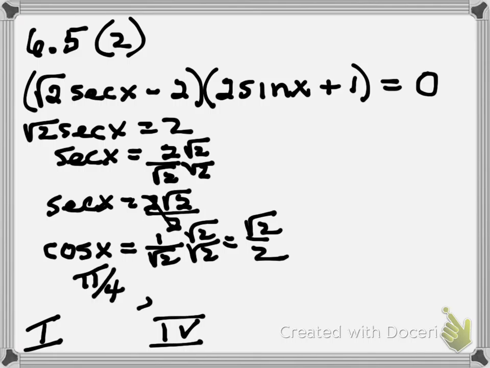And in the fourth quadrant, when you put that pi over 4 as a reference angle and subtract, 8 pi over 4 minus pi over 4, you get 7 pi over 4. So if you start thinking in terms of radians and doing the math that way, it's much easier. Okay, let's take the next one.